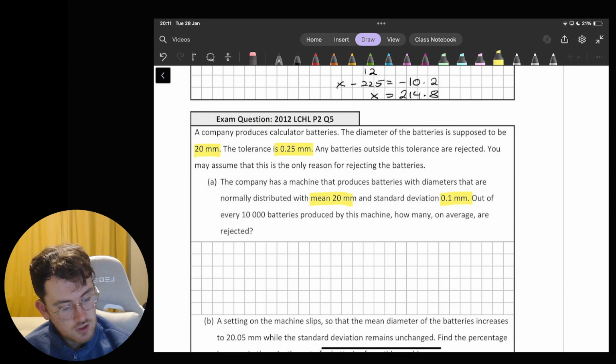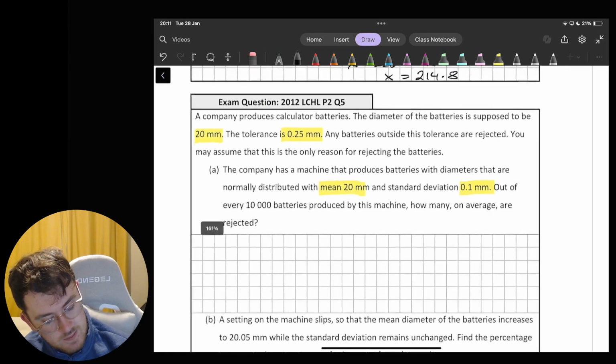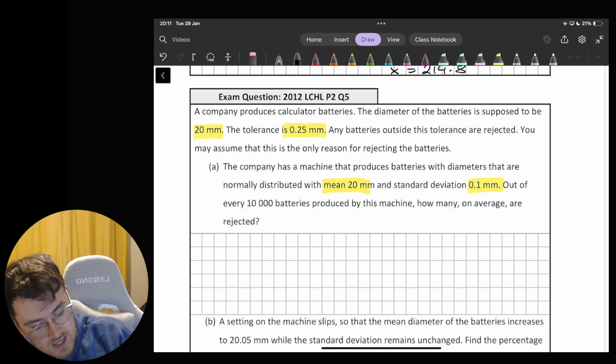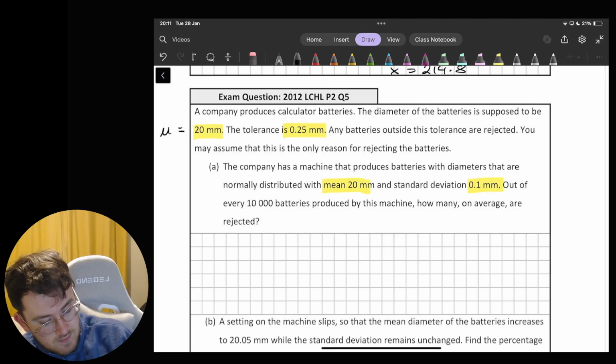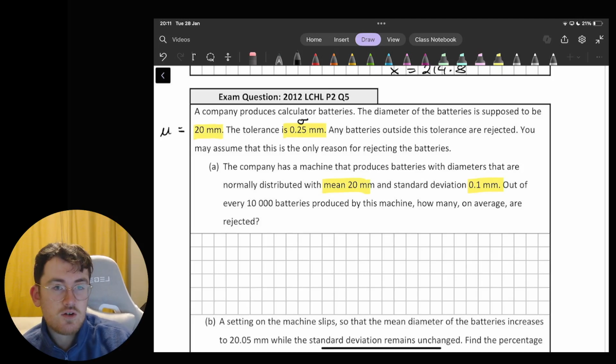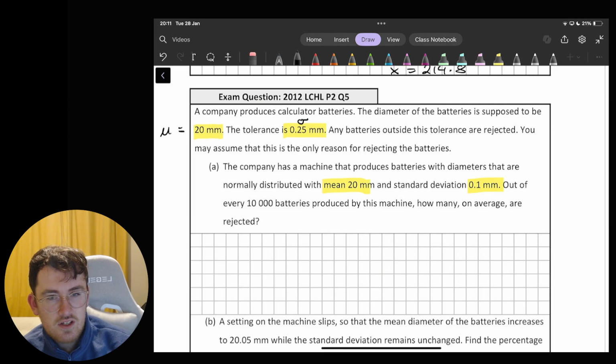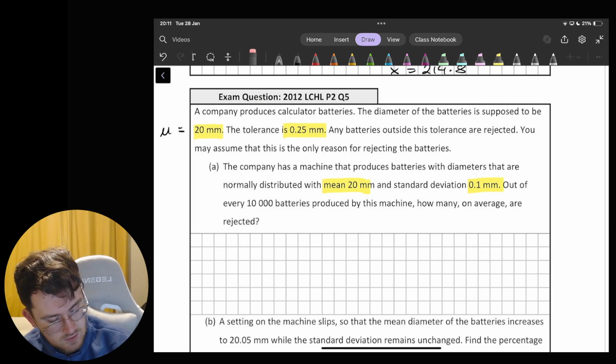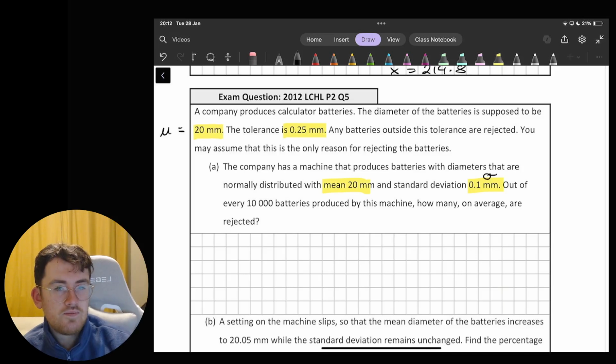Okay, so that's all going to come down to the probabilities here. The probabilities of getting batteries with diameters within this particular range. So mean 20 millimeters, tolerance 0.25. Any batteries outside of this tolerance are rejected. So let's have a look. So that's my tolerance here. My standard deviation is given down here as 0.1.